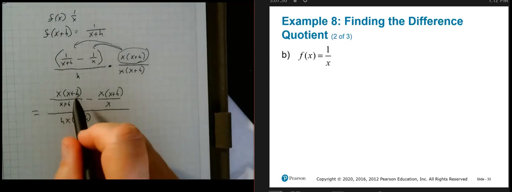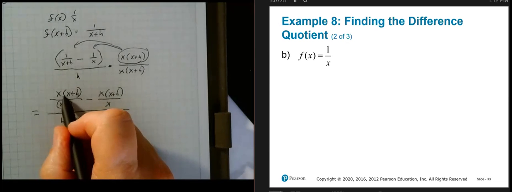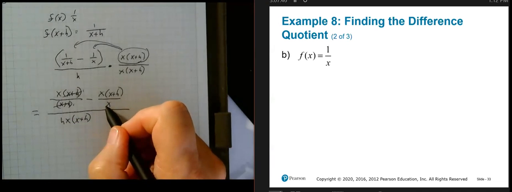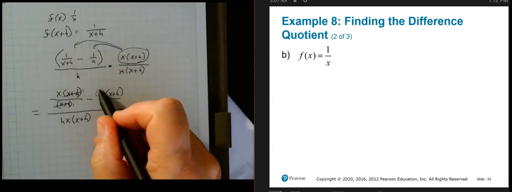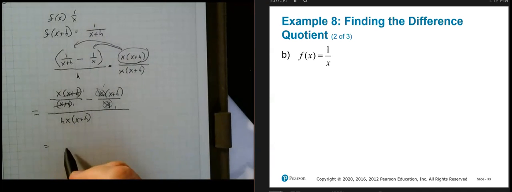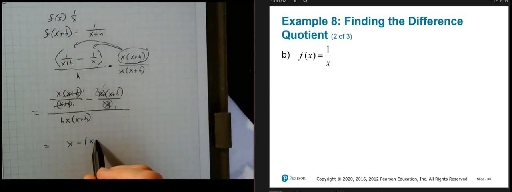Now, up here, I notice I have x plus h in the denominator and x plus h in the numerator, so those are like factors, so those go to 1. Here I have x in the numerator and x in the denominator, so these go to 1. So my numerator just becomes x minus the expression. Notice those are in parentheses, so I'm subtracting the parentheses x plus h. And the denominator hasn't changed: h times x plus h.